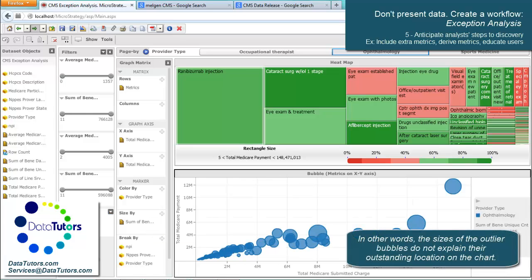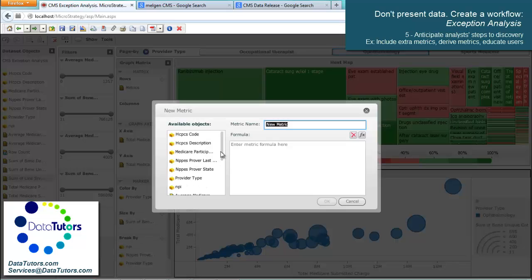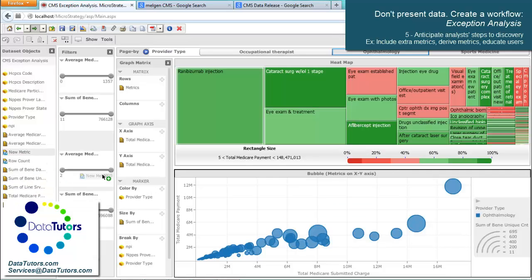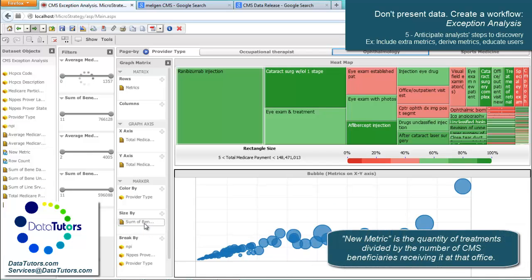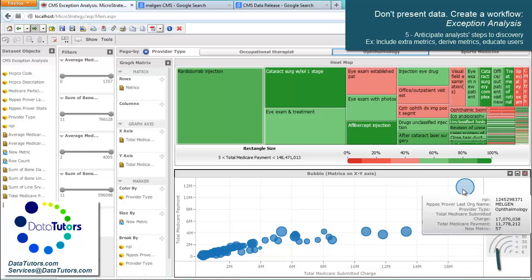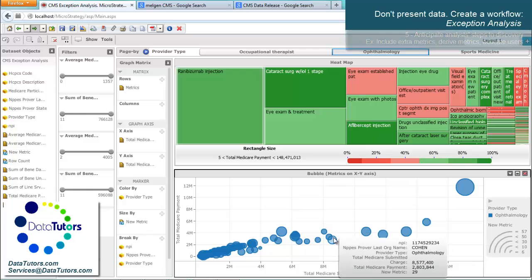But what about the number of treatments per patient? When I add that to the size by, we've actually found a possible candidate for the difference between these high bubbles and the rest of the bubbles. The size of the bubble is almost twice the size of the others for Melgen's office, telling me that patients at this office get treated with the injection nearly twice as frequently, twice as many times per year as at other peer physicians' offices.